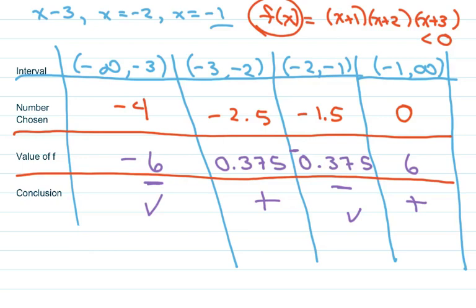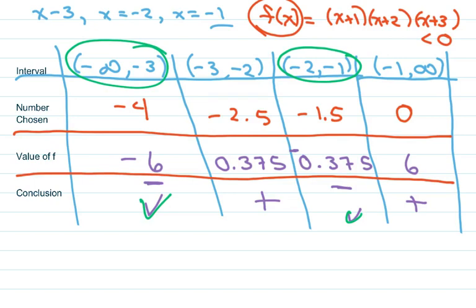Now, I'm going to do my solution set, and the only ones we want to pick are this one and this one, or here and here. So my solution set is x such that x is less than negative 3, or x is in between negative 2 and negative 1.